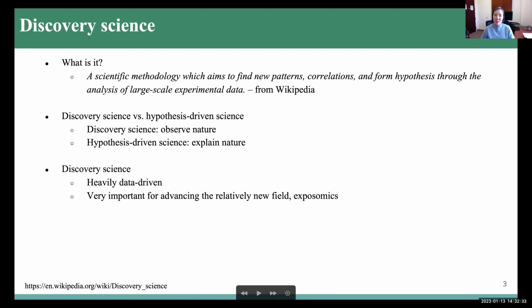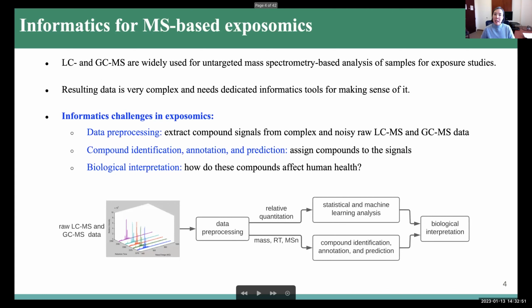The nature of discovery science determines that it's very heavily data-driven. So it's very important for advancing the relatively new field of exposomics. There are so many things we don't know yet. When it comes to exposomics, LC and GC mass spectrometry-based methods have been widely used for analyzing samples from exposure studies. The data is complex.